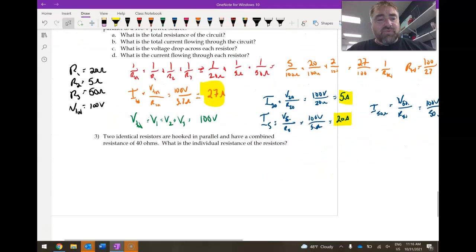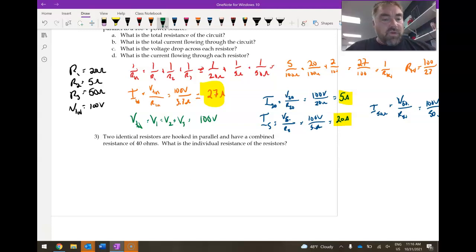All right, and our last one. 2 identical resistors are hooked in parallel and have a combined resistance of 40 ohms. What's the individual resistance of those resistors? So we know our total, or REQ, is going to be 40 ohms.